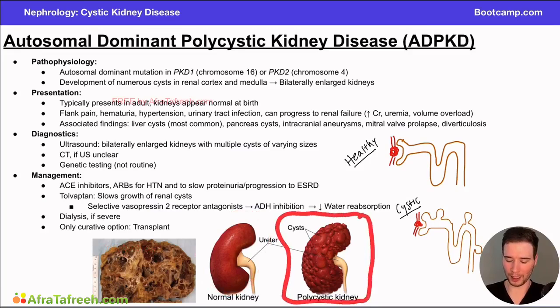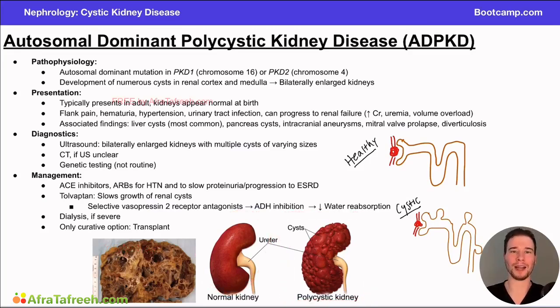It's going to look a bit enlarged. It's going to have a lot of irregularities. And you can also see it here on a gross specimen that a lot of these things that I'm circling are actually cysts within the kidney themselves. So that's what a cystic kidney disease is.